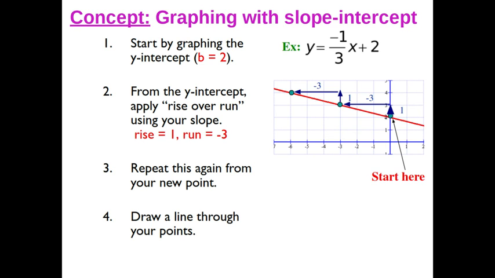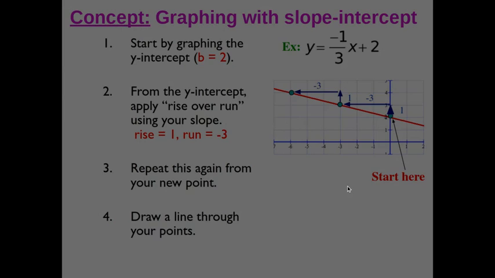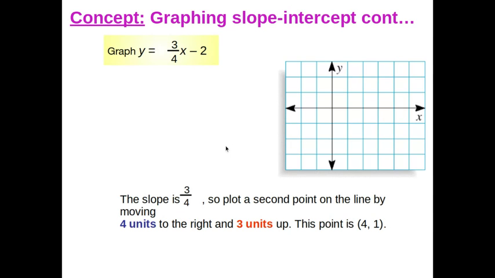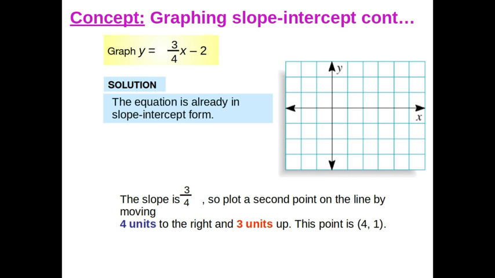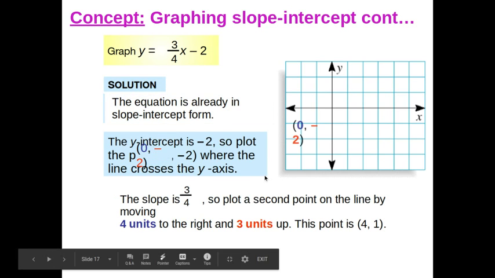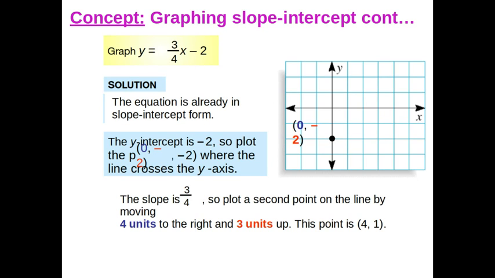All right, does anybody have any questions or anything like that? I think this is it. Let me just do one more with you. This is 3/4 x minus 2 equals y. So this is the m, this is x, minus b. The equation is already in slope-intercept form, so we know that. The y-intercept is -2. So plot 0, -2, where the line crosses the y.